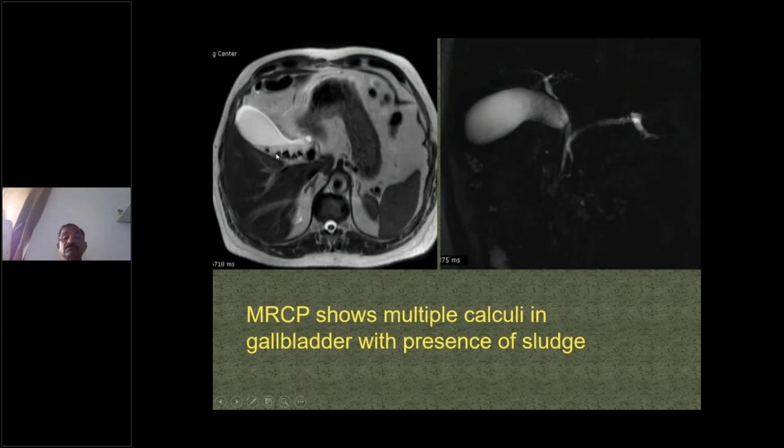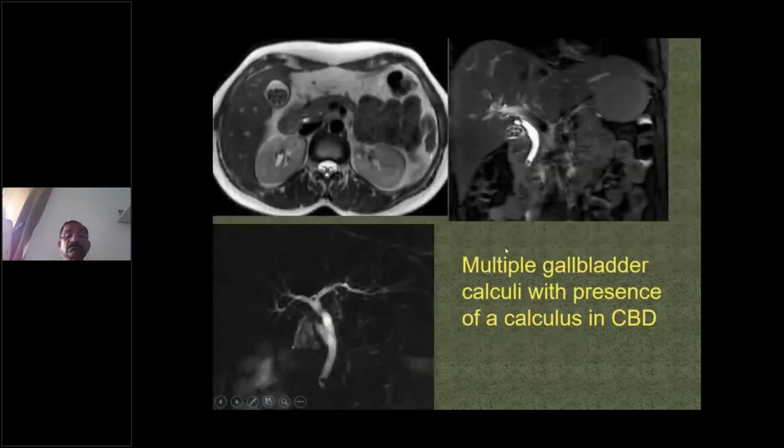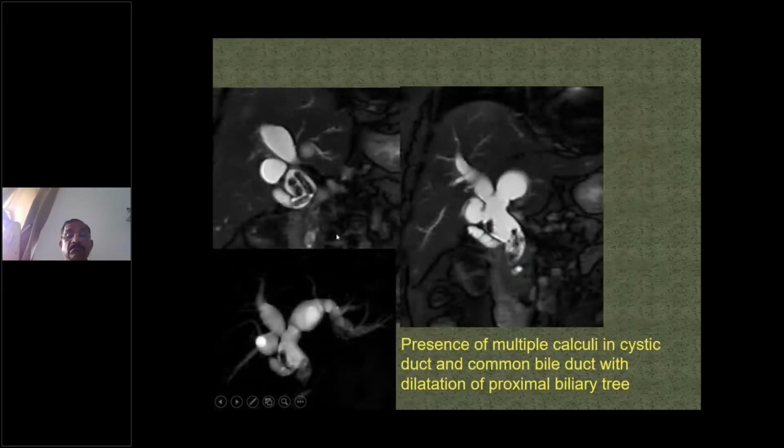These are multiple gallstones. You can see the black foci, and there is sludge with a fluid level. Another patient with multiple gallstones. Also, there are multiple small calculi in the distal bile duct with mild proximal dilatation. This is a MIP image showing a distal CBD calculus with proximal dilatation. There are multiple CBD calculi as well as a grossly distended cystic duct with a stone in the cystic duct also.